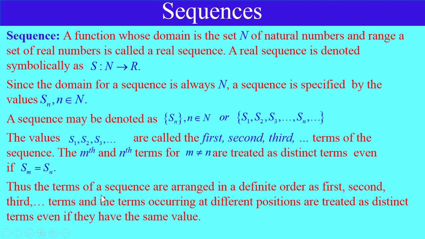Thus, the terms of a sequence are arranged in a definite order as first, second, third terms, and the terms occurring at different positions are treated as distinct terms even if they have the same value.